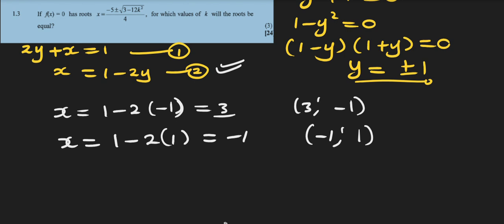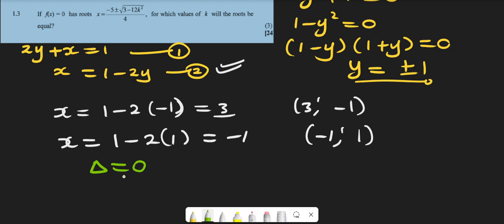On 1.3, we are given that f at x equals 0 has a root, which is x equals something. Looking at these roots, you can notice that they already substituted in the quadratic formula. So what we need to do here is look for the values of k that will make this equation have equal roots. Once you hear about equal roots, that's the nature of roots, meaning that our discriminant is supposed to be equal to 0.